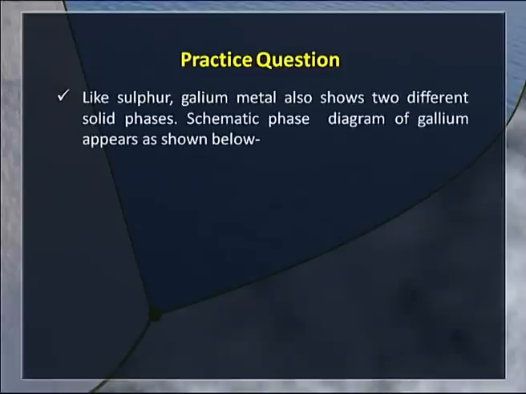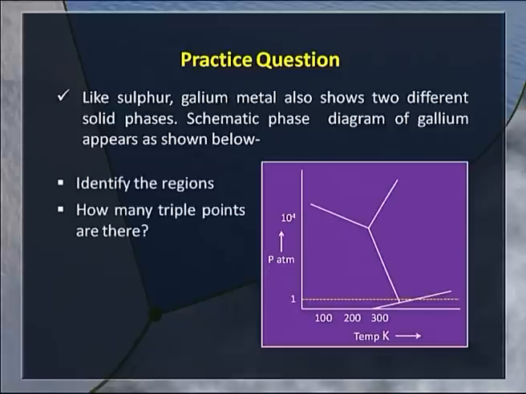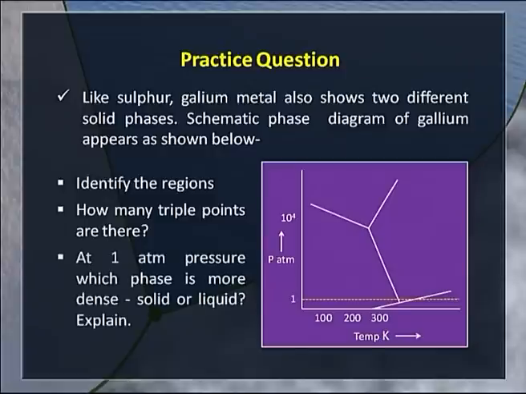Let me give a practice question to you. Now that you are familiar with 3 phase diagrams, water, carbon dioxide and sulphur, it is appropriate for you to test your own knowledge. Like sulphur, gallium metal also shows 2 different solid phases. The schematic phase diagram of gallium appears as shown below. It is a very schematic diagram, but you can recognize all the features that you have seen in the 3 diagrams that you have studied. Identify the regions, how many triple points are there, and at 1 atmospheric pressure, which phase is more dense, solid or liquid, and give an explanation for that.